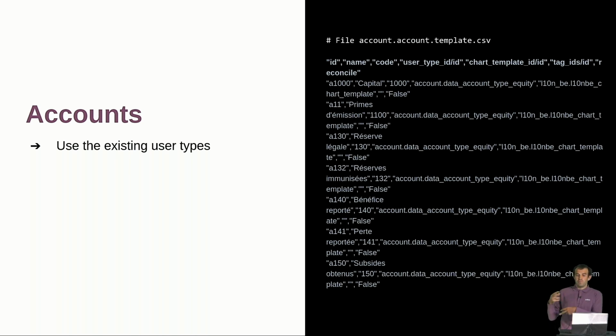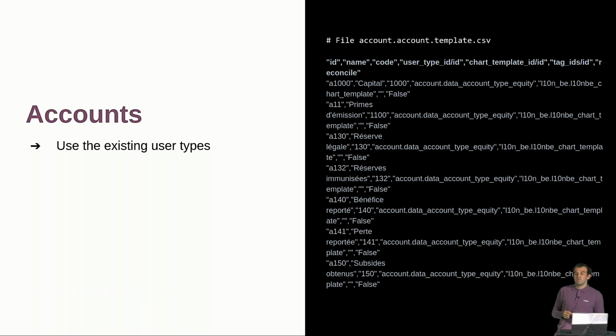There is some kind of mechanism where the XML ID of the instance is like 8000 underscore and the ID of the company. So it can be handy in certain cases. Then you have the code of the account. That's what's mostly used to identify them.